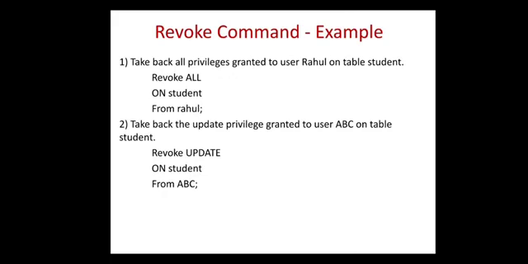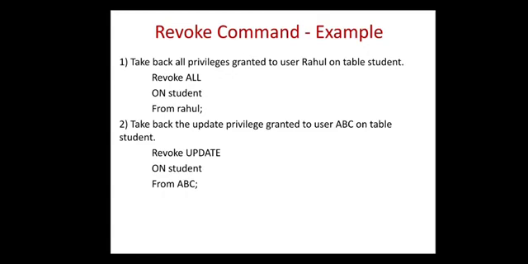Now we will see the example. First one is take back all privileges granted to user Rahul on table student. It means to the particular user Rahul, we have granted all privileges, and we have to take them back. On which table? The student table. So revoke all, that is all object privileges, on student from Rahul, because the username is Rahul.